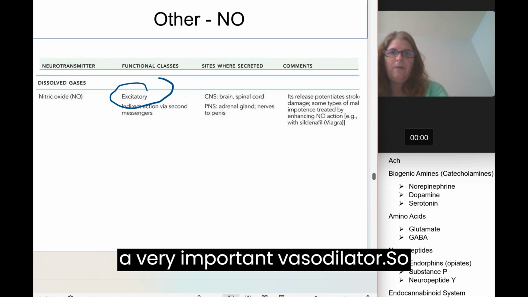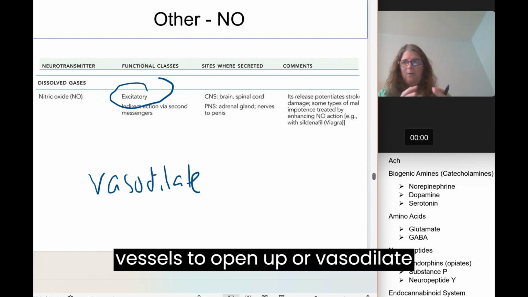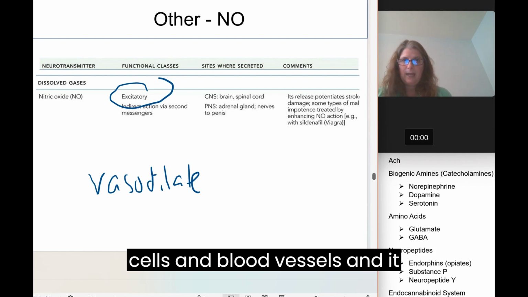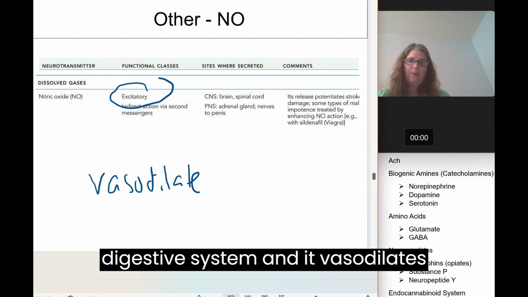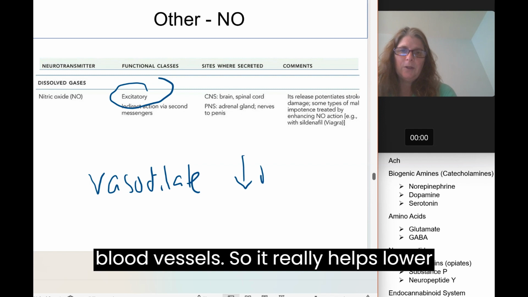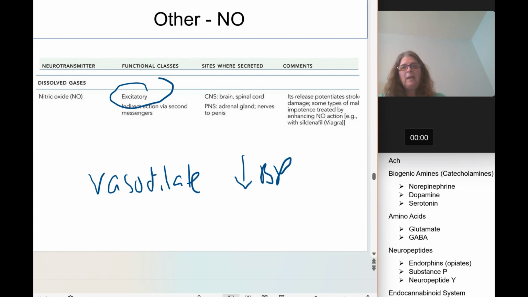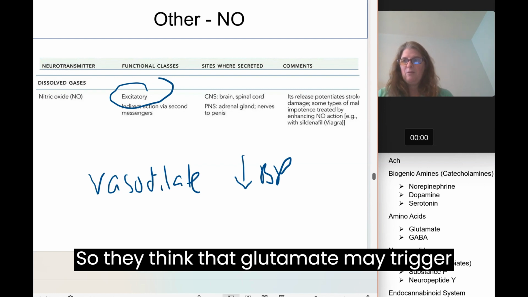But it's also a very important vasodilator. So when it's released, it triggers blood vessels to open up, or vasodilate. And it's actually released by red blood cells and blood vessels, and it relaxes smooth muscle in your digestive system, and it vasodilates blood vessels, so it really helps lower blood pressure. They think that maybe it's released from glutamate. So they think that glutamate may trigger its release.